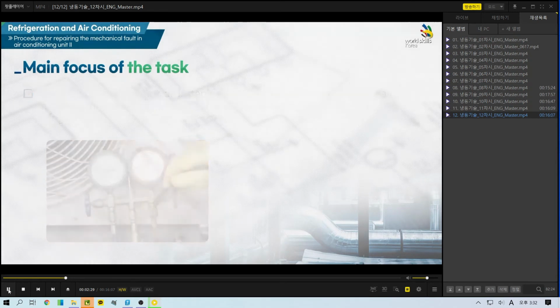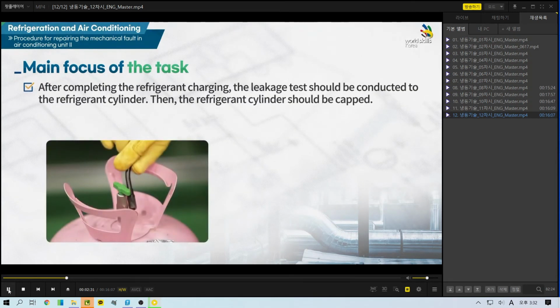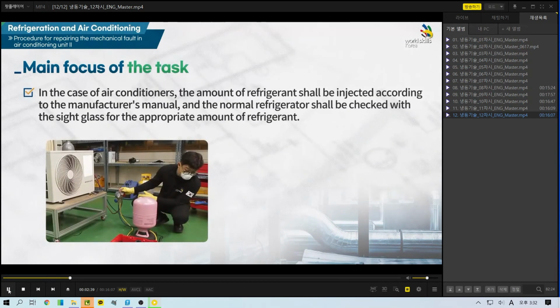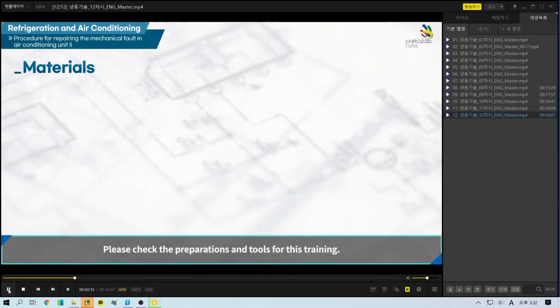15th, after completing the refrigerant charging, the leakage test should be conducted to the refrigerant cylinder. Then, the refrigerant cylinder should be capped. 16th, in the case of air conditioners, the amount of refrigerant shall be injected according to the manufacturer's manual, and the normal refrigerator shall be checked with the sight glass for the appropriate amount of refrigerant. Please check the preparations and tools for this training.